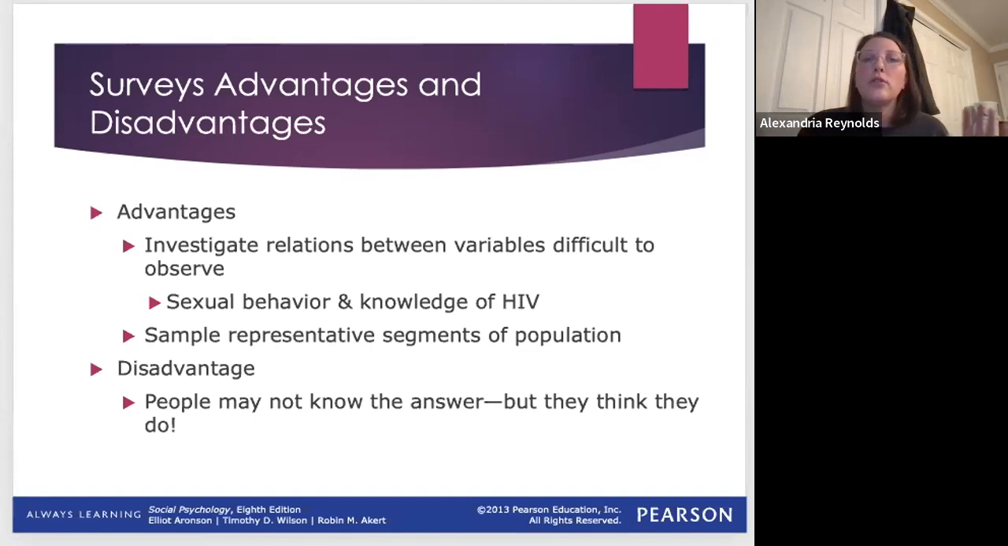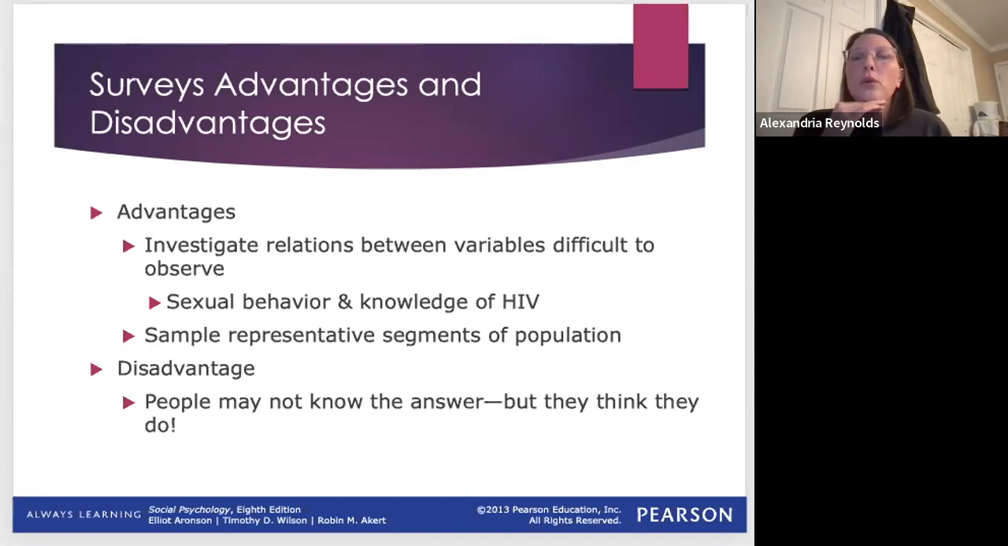And then we can look at segments of the population. So, for example, let's say we were interested in sexual orientation, and we wanted to see how people engage in certain sexual behaviors, how many partners they have, and their knowledge of HIV. Looking at heterosexual couples, homosexual couples, bisexual couples, we can look at a lot of different things, by taking segments of the population and trying to represent those individuals.